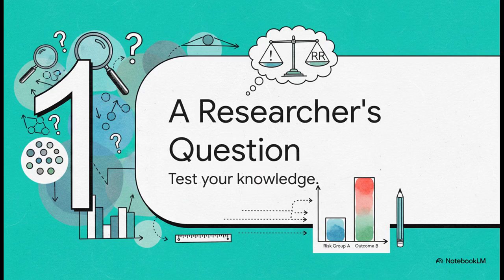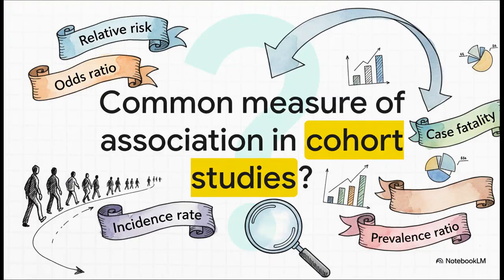Actually, you know what? Let's turn this into a little pop quiz. I'm going to hit you with a question that an epidemiologist, that's a public health researcher, would totally know. Let's see how you do. Your job is to pick the right tool for the job. Okay, here we go. The options are relative risk, odds ratio, case fatality rate, incidence rate, and prevalence ratio.